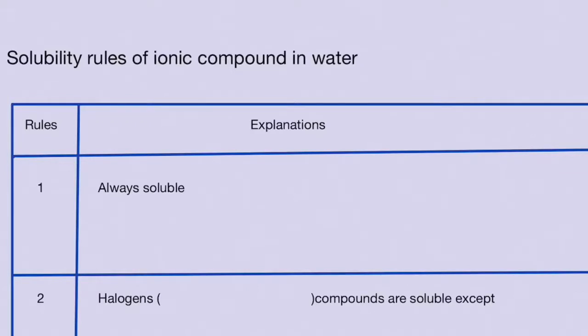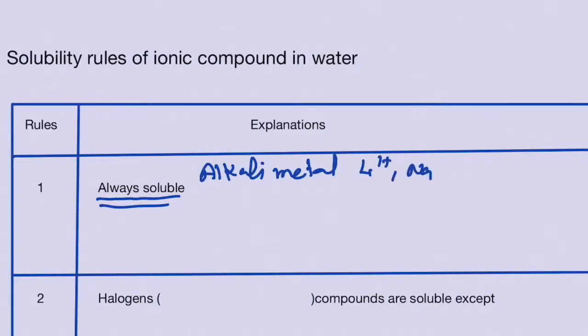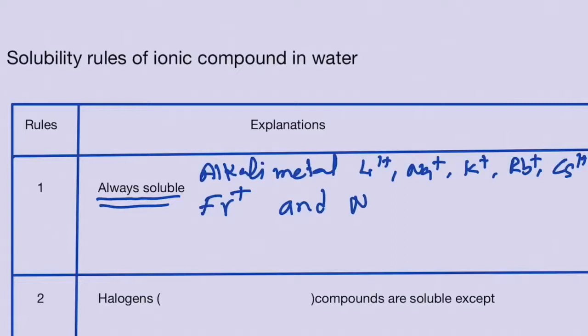Rule 1 says these are the compounds that are always going to be soluble in water. These are the compounds of alkali metals. So if you see an alkali metal cation, remember the alkali metals are Li 1 plus, Na 1 plus, potassium 1 plus, rubidium 1 plus, cesium 1 plus, and then francium 1 plus. Anytime you see one of these cations, it does not matter what anion you have, they will be soluble in water. And along with these alkali metals, the other cation you have to worry about that's always going to be soluble in water is ammonium. That's NH4 plus.